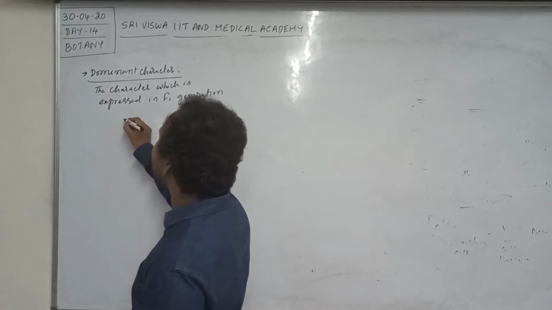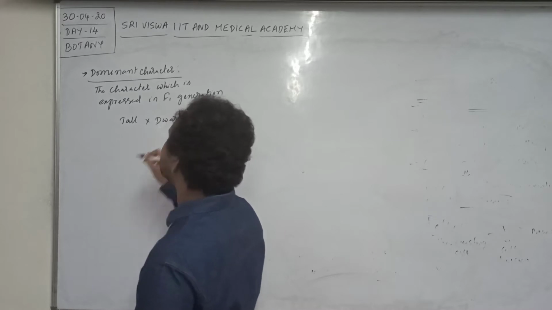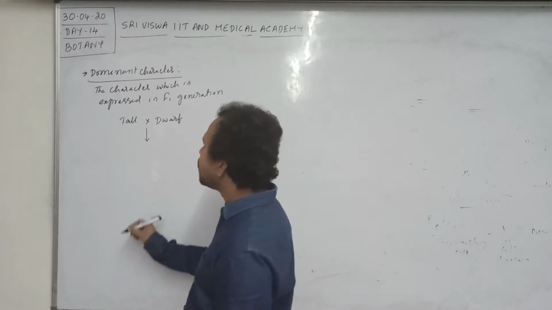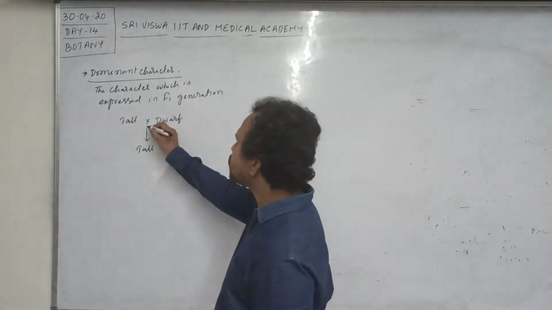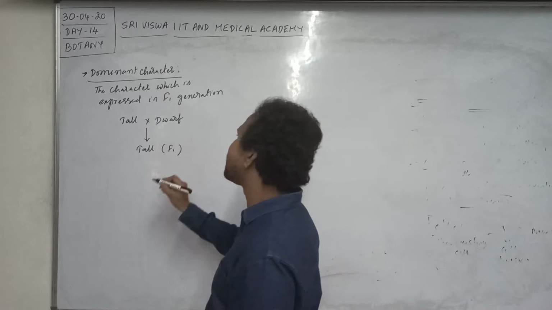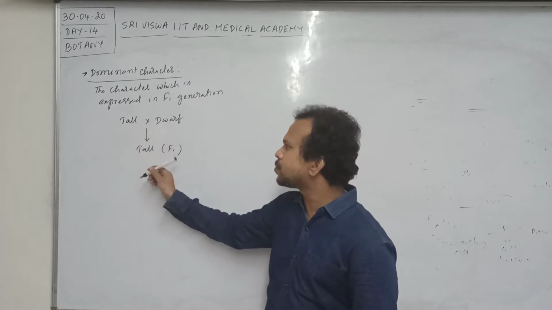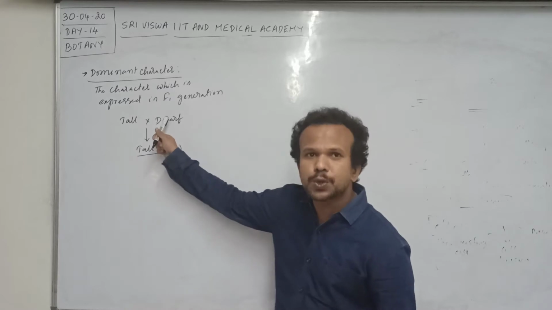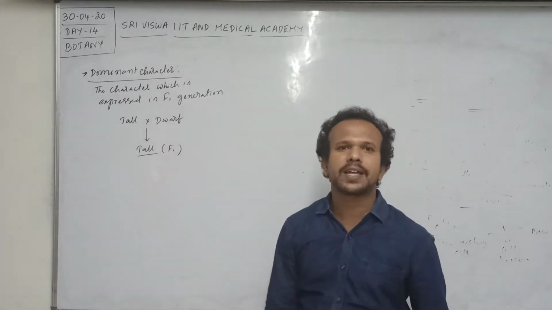For example, when a tall plant is crossed with a dwarf plant, all the progeny are tall. This progeny, obtained by crossing two different parents, is called F1 progeny, F1 generation. Here, out of these two characters, which character is expressed in F1? Tall character. Which character is not expressed? Dwarf character. So the character which is expressed is called the dominant character.